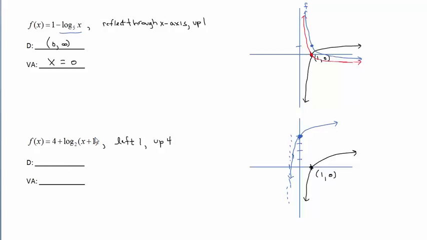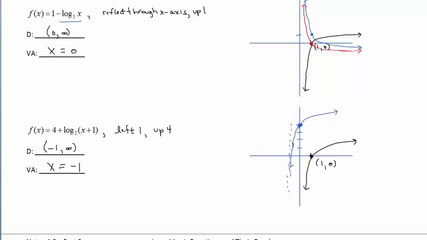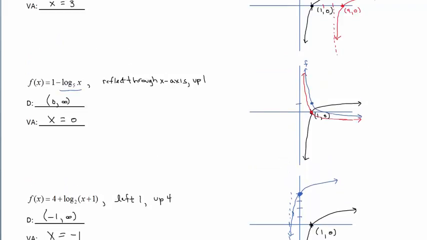All right, so what's the domain? Well, the domain is going to be -1 to infinity. So the shift left and right is going to change your domain. And the vertical asymptote is the x value of the beginning point of your domain, -1. All right, so that's it. Describing and graphing logarithmic functions with transformations.